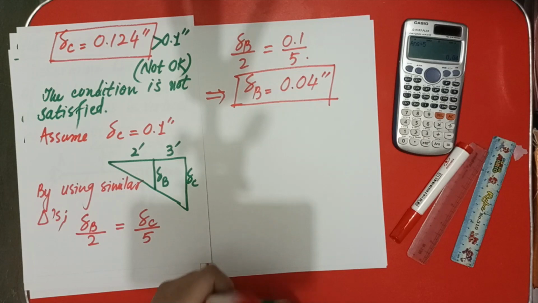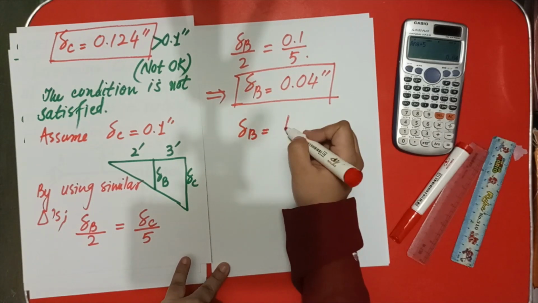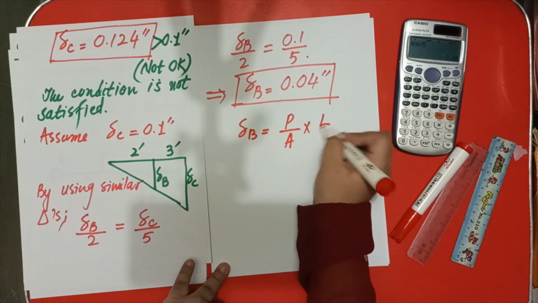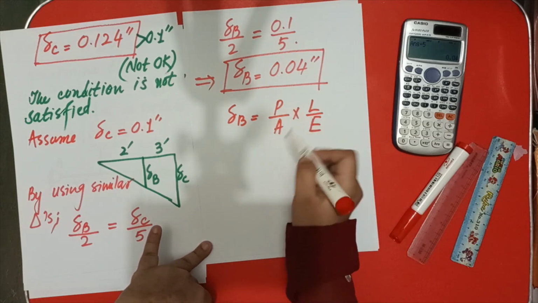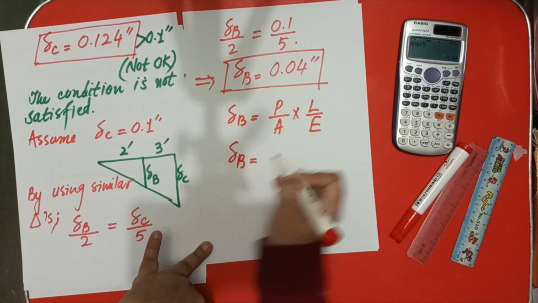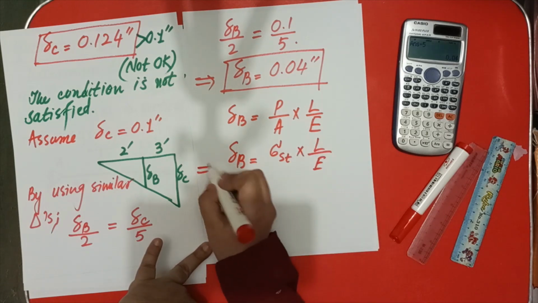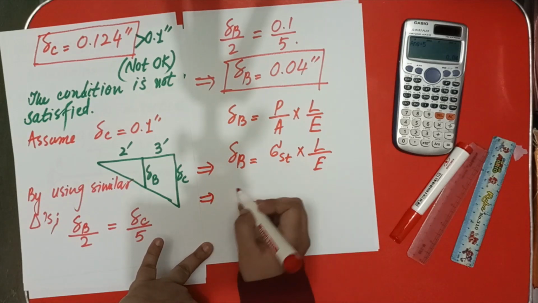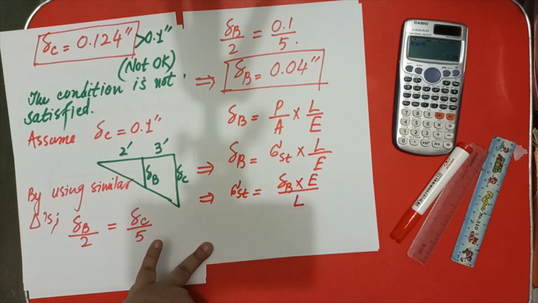Now what we have to do? Now we have to find out stress. So how can we do that? Delta B is equal to P over A into L over E. This is the formula. We can write PL over AE, and P upon A is equal to sigma of steel into L over E. So we have to find out sigma ST. Sigma ST comes out over here, and we can write it as delta B into E upon L.